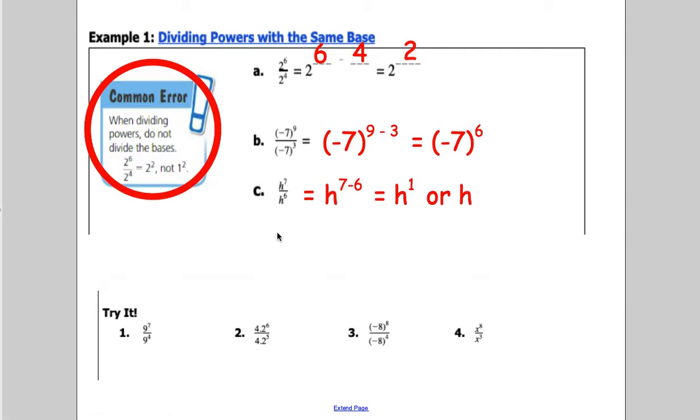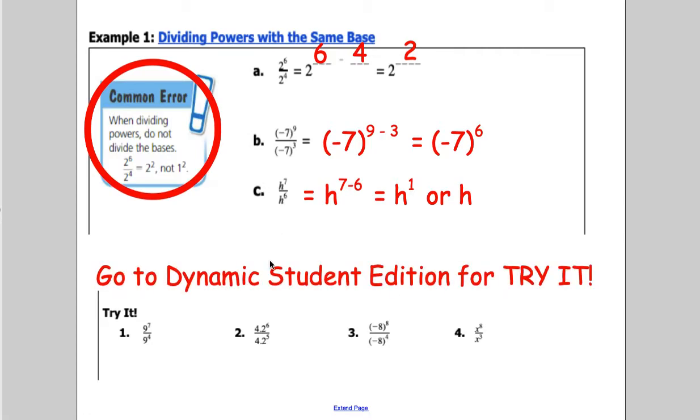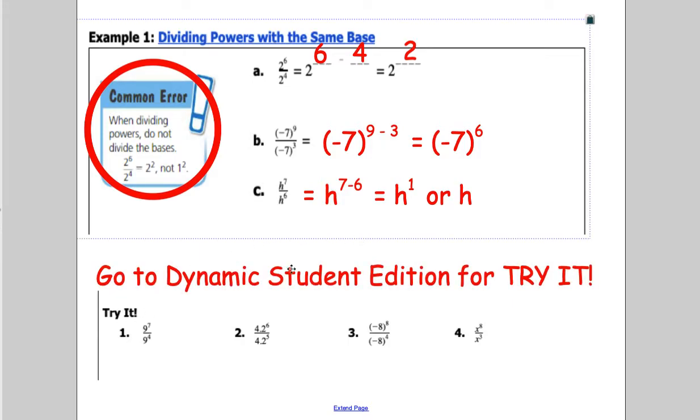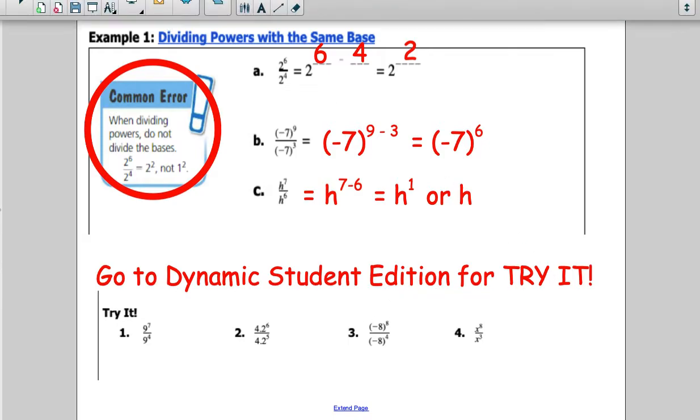So what you need to do right now then is to stop the video and go to this dynamic student edition, and you want to do your Try Its. You want to do Try It 1 through 4 just to see if you understand the concept and you're getting it right. You should also rate yourself when you do that. So stop the video here, go into student edition, and give it a try.